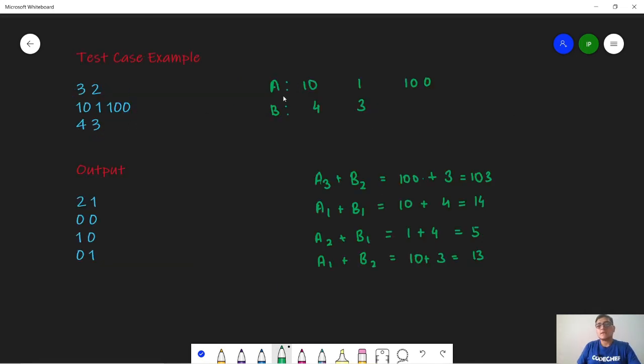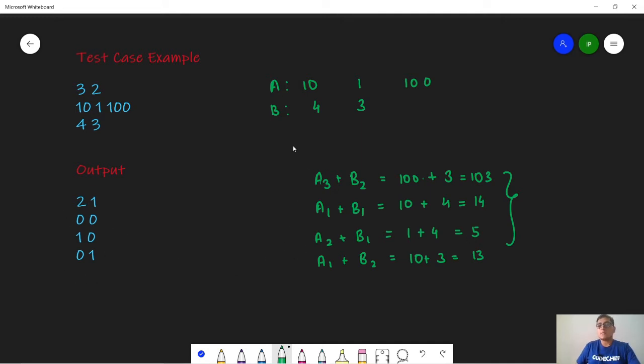In the first test case, we are given A as 10 100 and B as 4 3. Now we are given output like these. So if we calculate the sums as A3 plus B2 which is equal to 103, then A1 plus B1 equals 14, A2 plus B1 equals 5 and A1 plus B2 equals 13. So if we convert these pairs into these sums, then we see that all these sums are pairwise distinct. No two sums are common. Hence all these pairs are valid.